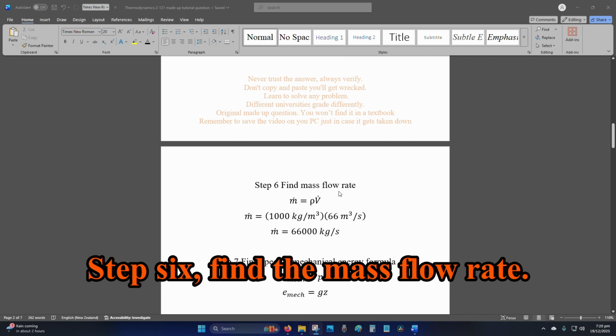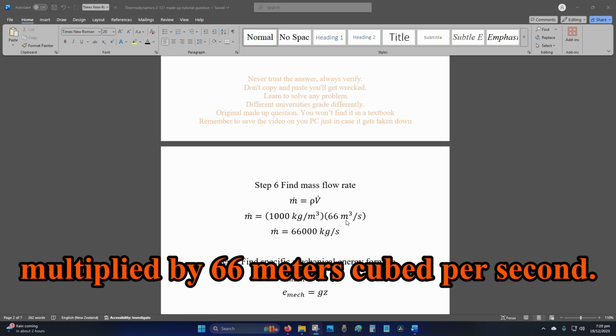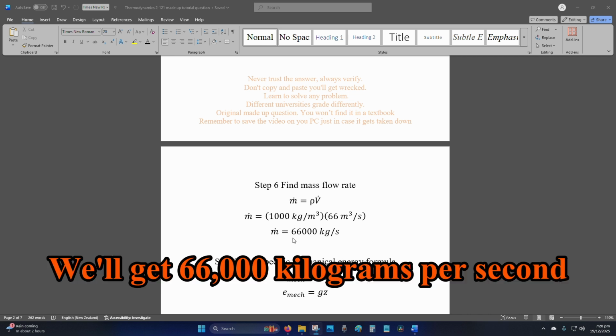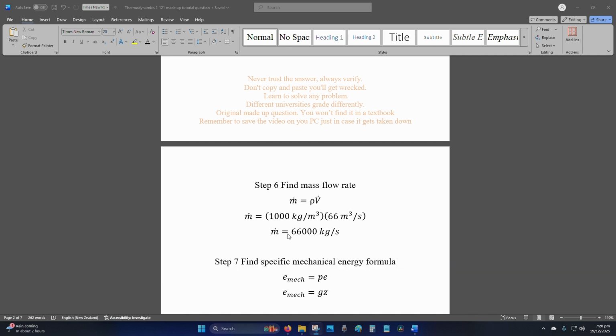Step 6, find the mass flow rate. So 1,000 kilograms per meter cubed multiplied by 66 meters cubed per second. We'll get 66,000 kilograms per second for our mass flow rate, which is m dot.